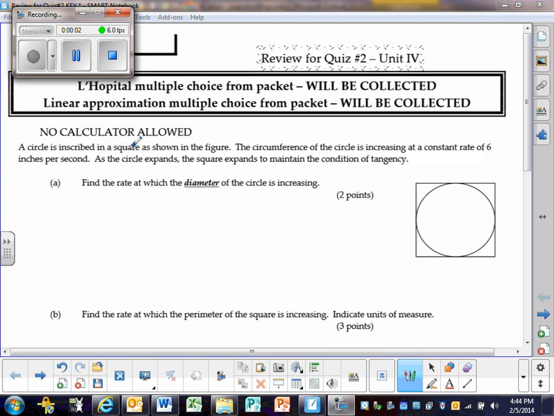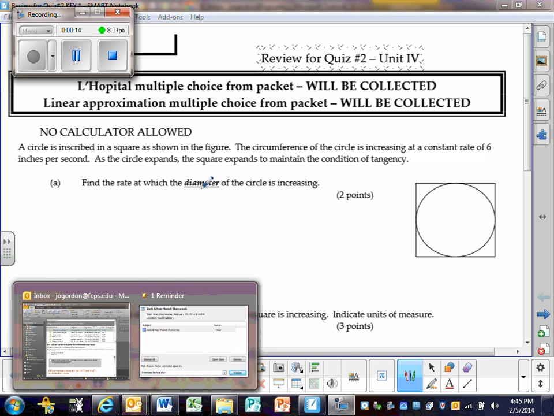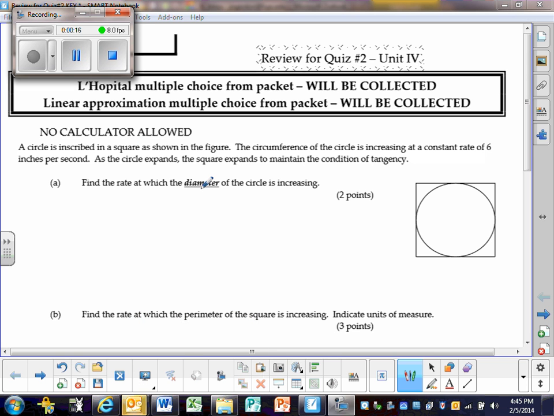Okay, in working through our review, just as a reminder, you will have to turn in the L'Hopital multiple choice, which there are 18 multiple choice questions in your packet. You will also have to turn in the 5 linear approximation questions that were multiple choice from that packet.